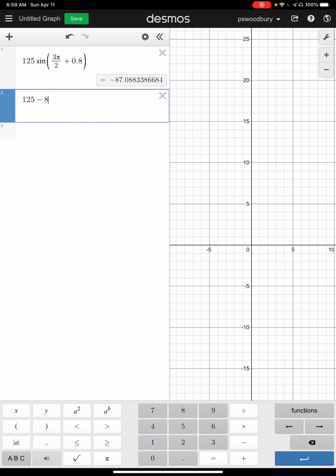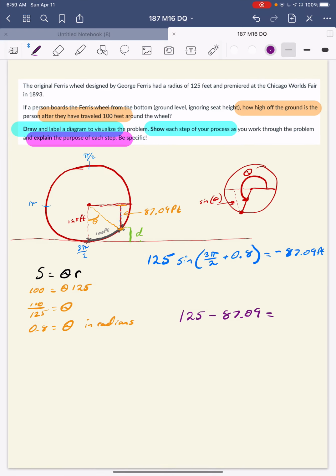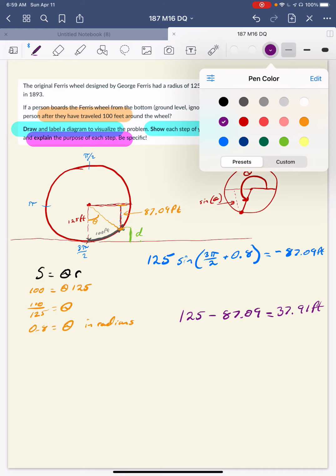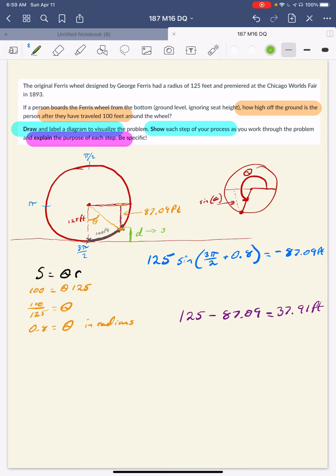So let me come back over here. 125 minus 87.09 gives me 37.91. So let me go back over to here, and I get 37.91 feet. So my D here is 37.91 feet. And that is the answer to my problem. So I will go ahead and put a box around it. And I will say that the person is 37.91 feet above the ground after traveling 100 feet along the edge of the Ferris wheel.